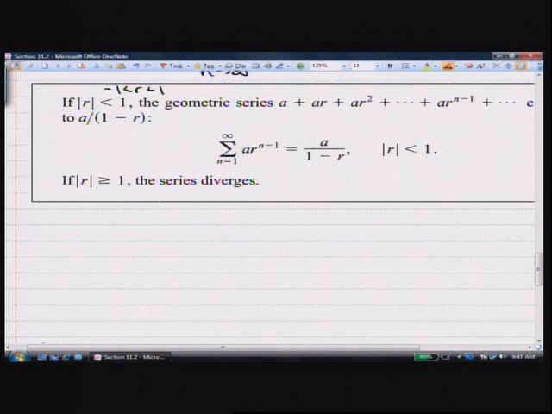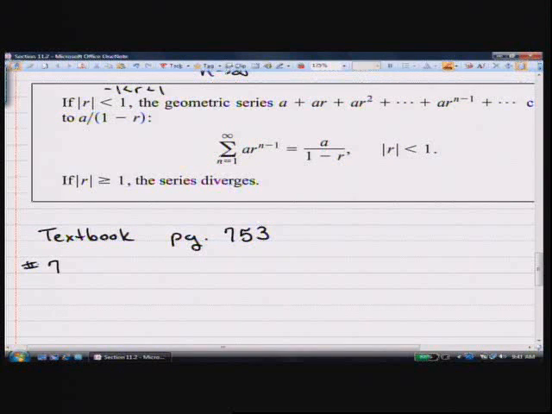So I'm just going to do some problems, like number 7 in your textbook, page 753, number 7. It says, write out the first few terms and then find the sum.